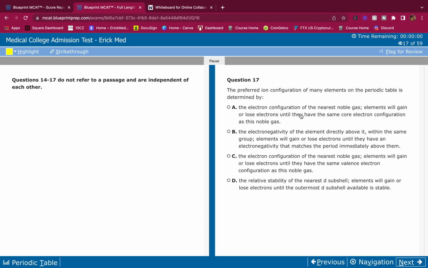So this is elements will gain or lose electrons. So they have the same core electron configuration. No, not the electron configuration. They don't care about that. The electronegativity of the atom. No, we don't care about what's above it. Okay. The electron configuration of the nearest noble gas. Yes. Elements will gain or lose electrons until they have the same valence electron configuration as this noble gas. That's correct. The relative stability of the nearest D subshell. That's wrong. Okay. We don't care about the nearest D subshell. Some don't even fill their D subshell. Okay, maybe they might have like a positive or negative charge on them, so they're not filling it. So this is wrong. Answer is C.